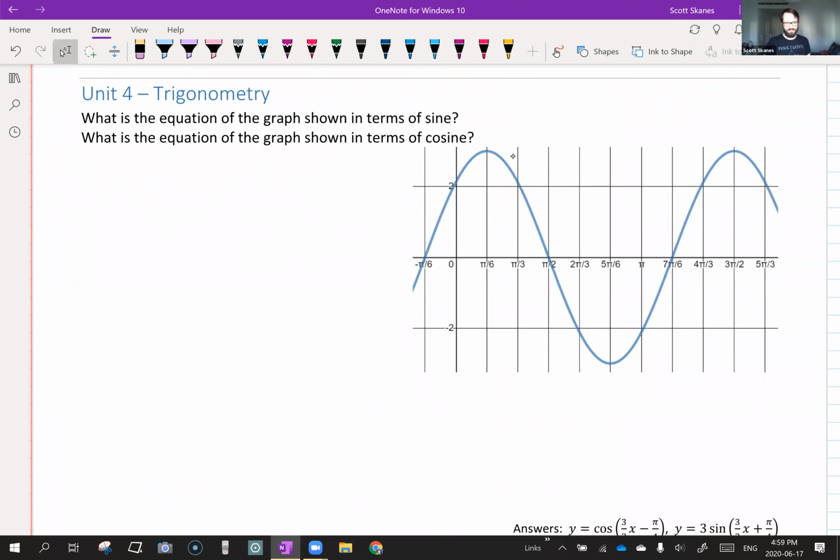All right, let's do the next question. I don't want to run out of time. What is the equation of the graph shown in terms of sine? Also, what is the equation of the graph shown in terms of cosine? Two questions. On the final, I would only ask one, but let's see what we have. Really, what we need for sine, it needs to be this form. And for cosine, it's the exact same except with cosine.